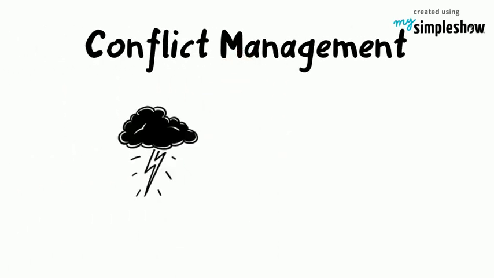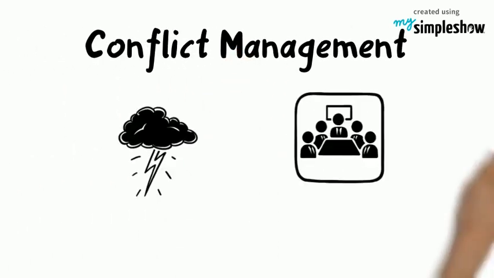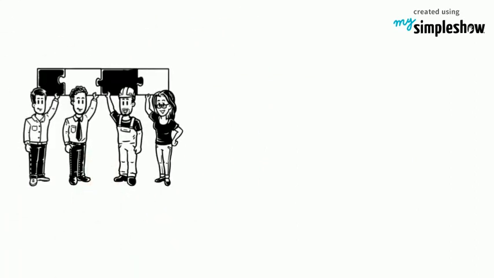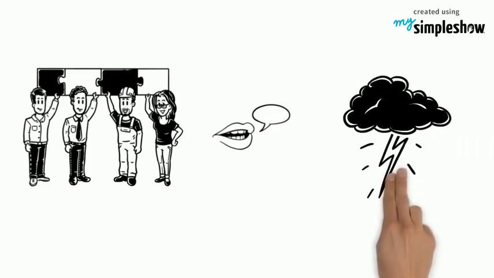Let's look at what conflict management is. Good team dynamics will result in open communication and fewer misunderstandings, as well as being able to nip problems in the bud, which will prevent conflict from building into crisis situations.